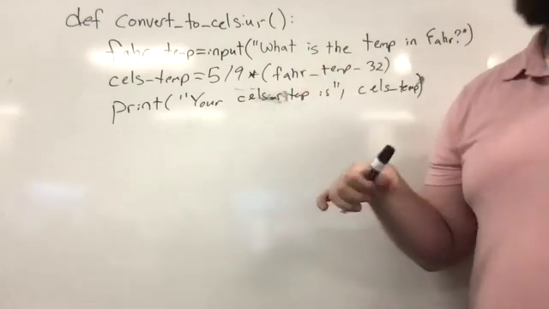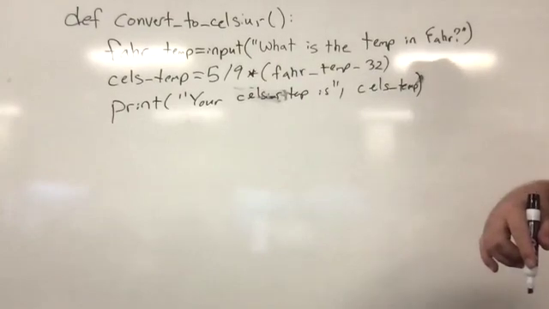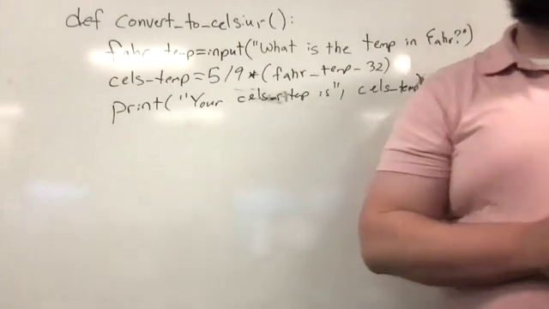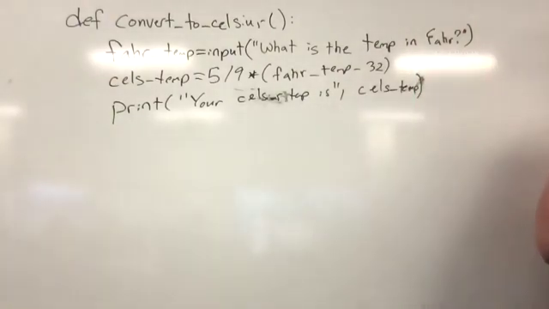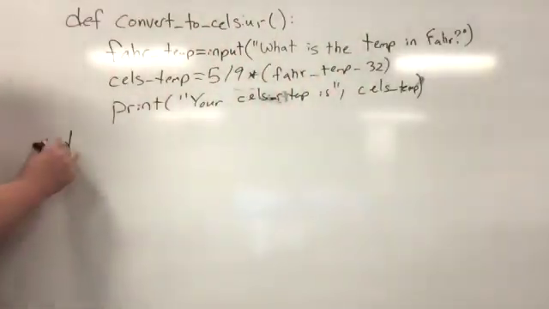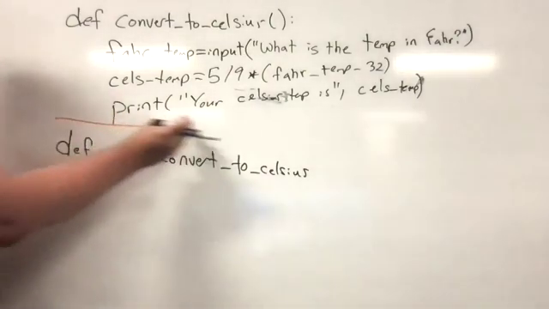And we don't want that. We want it to be automated. So is there a way we could rewrite this so that it does those things automatically? What would you do? We're going to call this new function auto convert to Celsius. What's the first difference between the convert to Celsius and the auto convert?